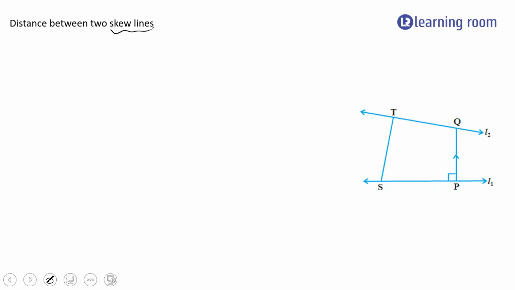So if there are two lines in different planes, and they are not parallel to each other, at the same time they are non-intersecting, those kind of lines are given a name called skew lines, and our job is to find the distance between these skew lines.